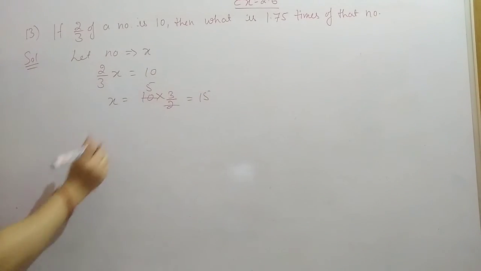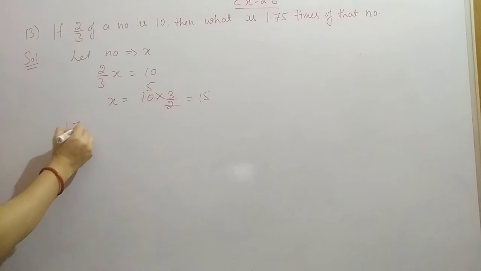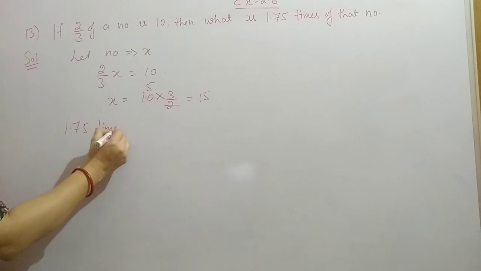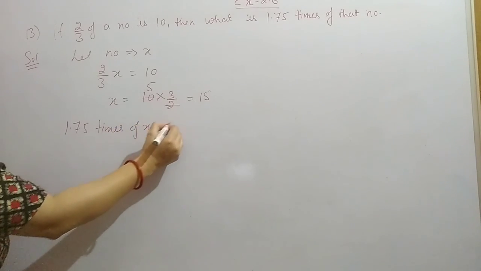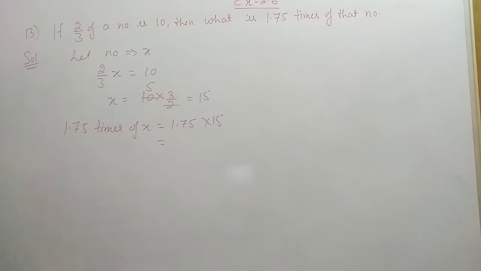Now we have to find 1.75 times of the number. So 1.75 times of x will be 1.75 into 15. Multiply these two numbers, you will get 26.25.